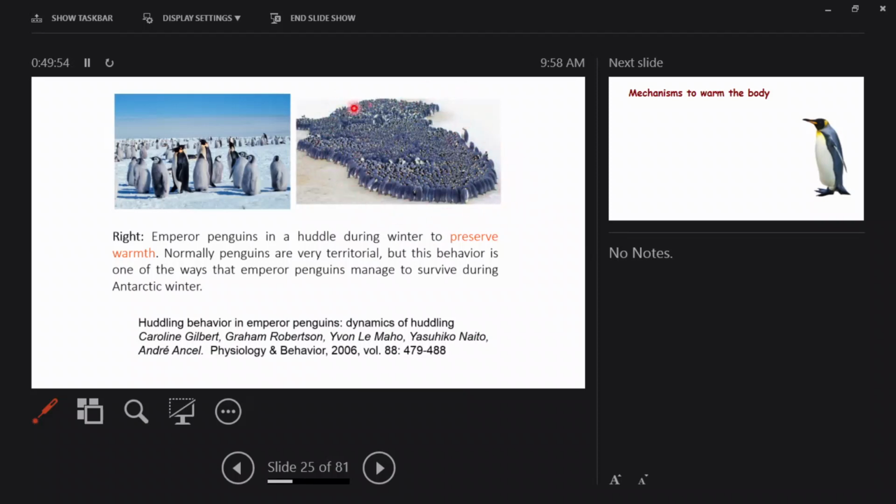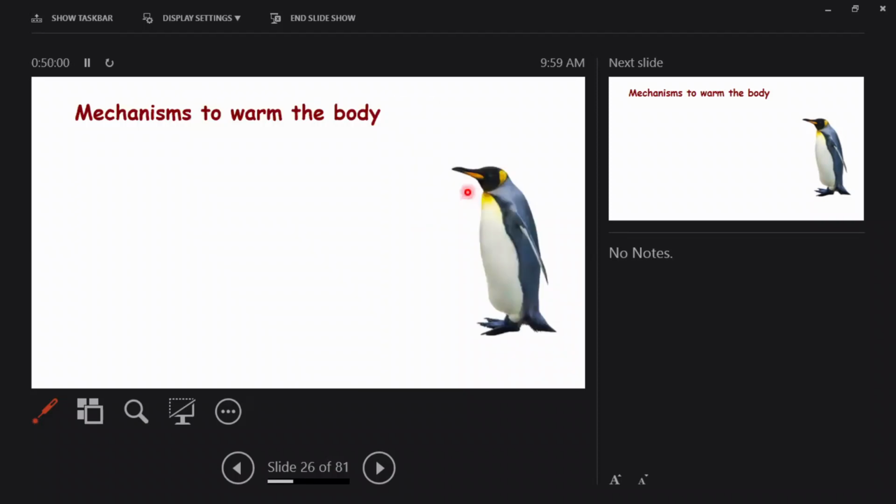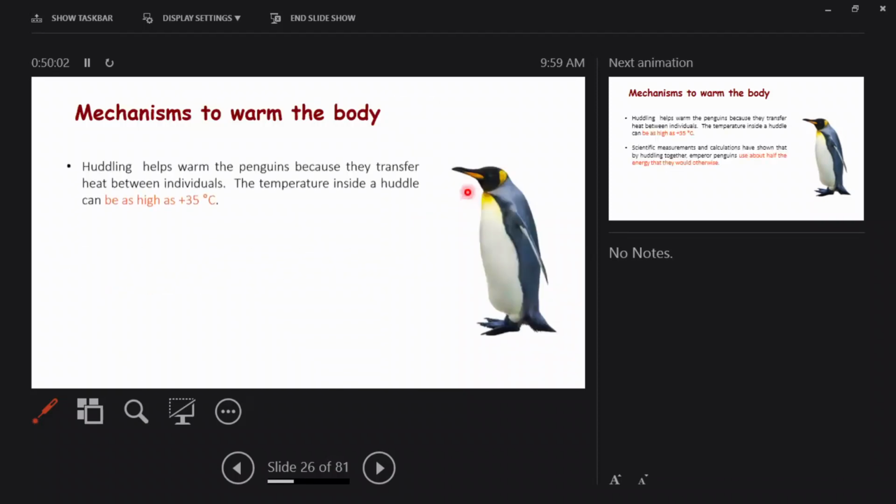So this is how penguins survive during Antarctic winter, by huddling together to preserve the warmth of their body. Huddling helps warm the penguins because they transfer heat between individuals. So the temperature inside a huddle can be as high as 35. In the middle of the huddle can be as high as 35.